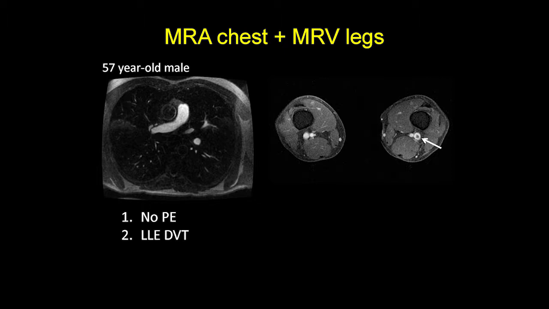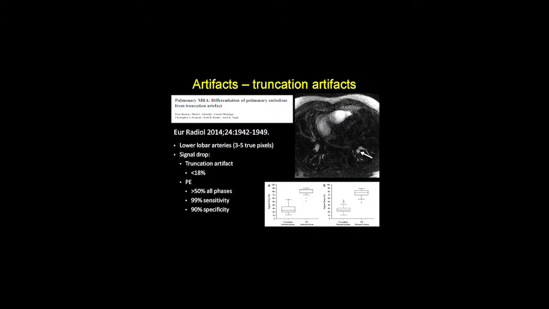The MR venography was part of the PIOPED 3 trial, and it was a necessary component to get their sensitivity up as high as it was reported. We do not perform MR venography routinely anymore, given the fact that our MRA acquisition is as technically successful as it is. There are certain artifacts that are intrinsic to MR acquisition. Truncation artifacts in particular can be troubling when you're first getting started with pulmonary MRA.